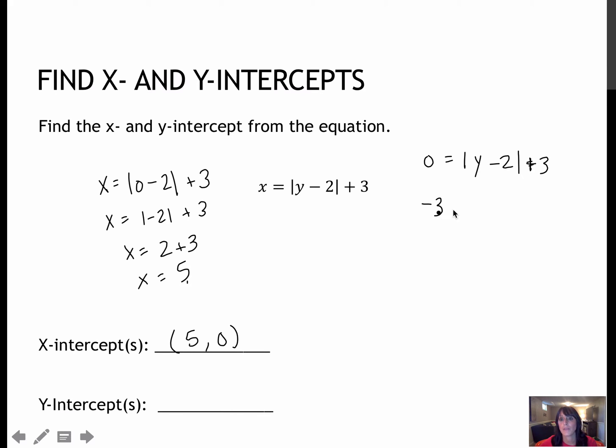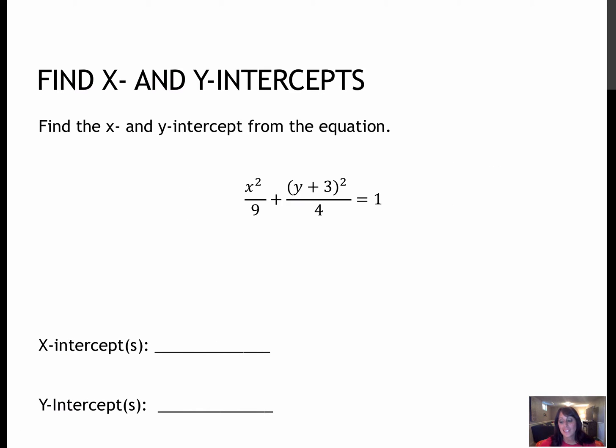So that gives me -3 equals the absolute value of y minus 2, and we know that the absolute value is always positive, so there's no way for me, because I subtracted that 3 to move it to the other side, there's no way to get a value for y that would give me -3, so there would be no y-intercepts on this question.